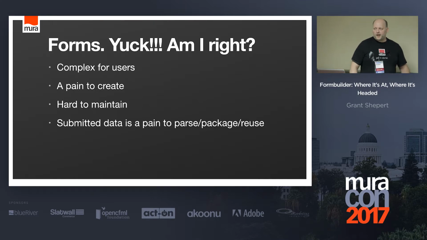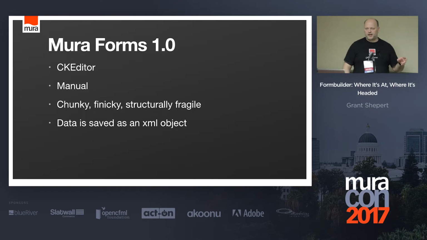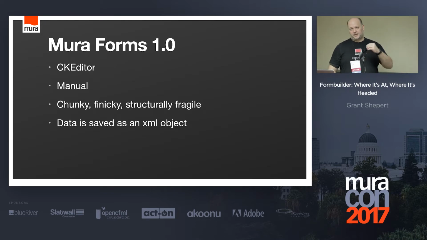So Mura Forms 1.0 was basically an integration. It was a plugin for CKEditor. They were manually created. You basically just dropped the components, and what you were doing is dropping HTML blocks into it. Sort of self-assembled divs, and it was chunky, it was finicky, it was structurally very fragile. You couldn't do any sort of Bootstrap things with it, and the data saved was just a big XML object blob. So as far as just having to create them from scratch, it was a huge improvement, but again, there was still a lot of yards to cover on the field.